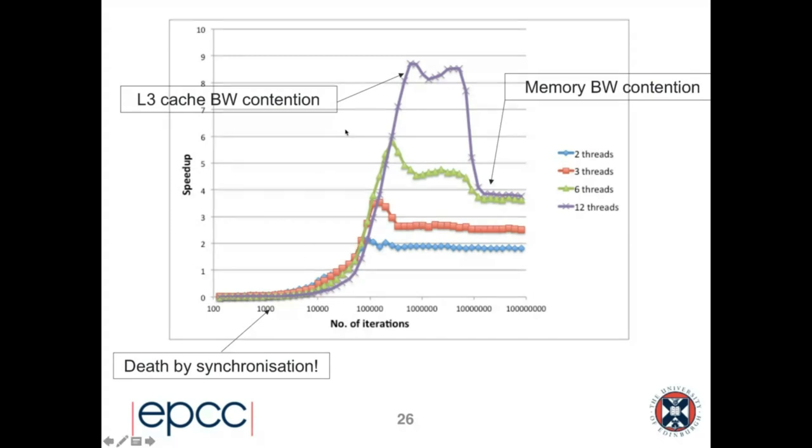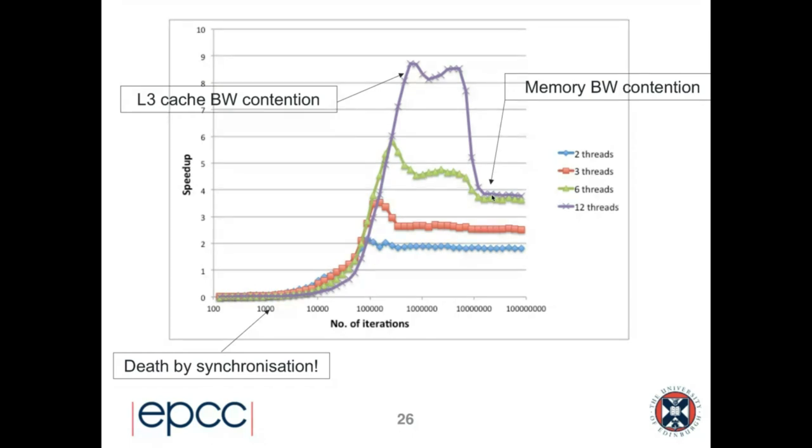Okay, so I reach this peak when I'm accessing level 3 cache, where I get between sort of 8 and 9 times speedup on 12 threads. But then again, as soon as the data size no longer fits in the level 3 cache, then I'm contending for memory bandwidth, and the speedup drops right back down to this factor, which is a bit less than 4. So this is a bit of an extreme example.